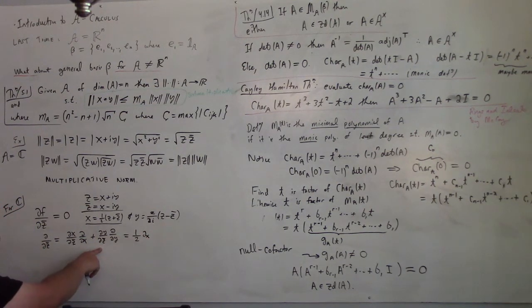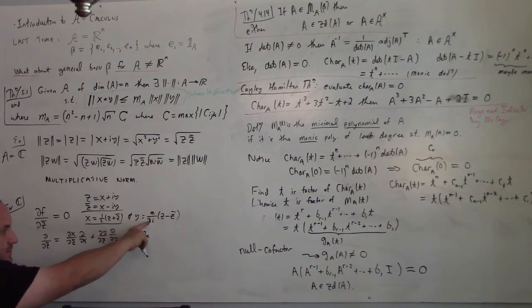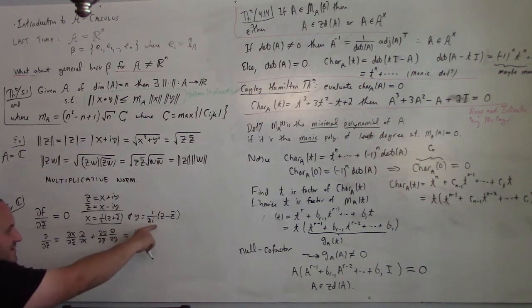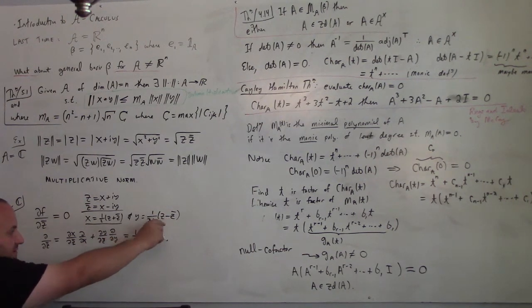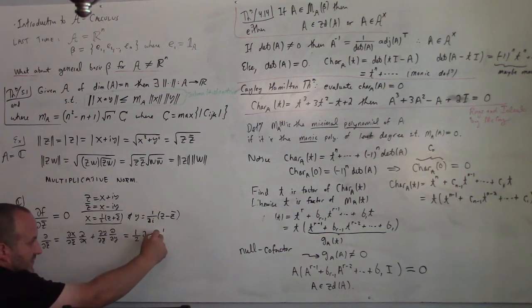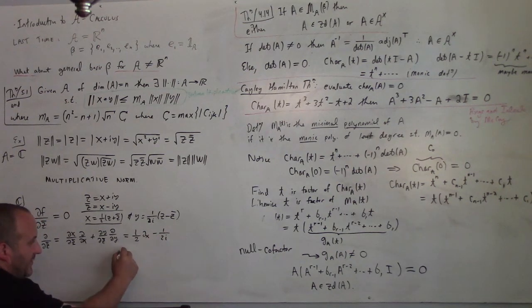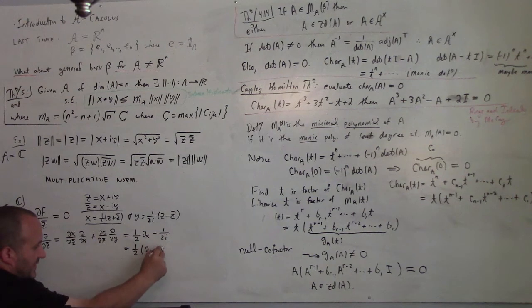What's partial y partial z bar? There's no 2 up here, that's a 1. 1 over 2i. Almost, but notice there's a minus over here, right? So minus 1 over 2i, right? Now we can rewrite that as 1 half partial x plus i partial y.